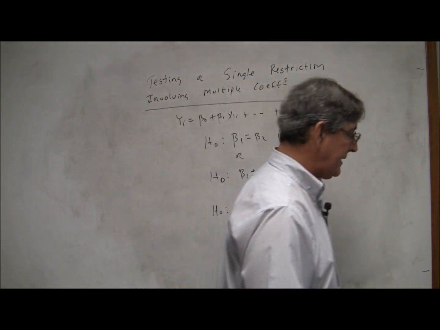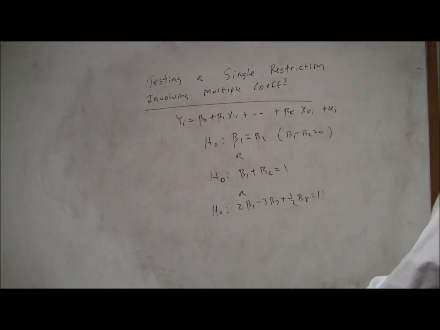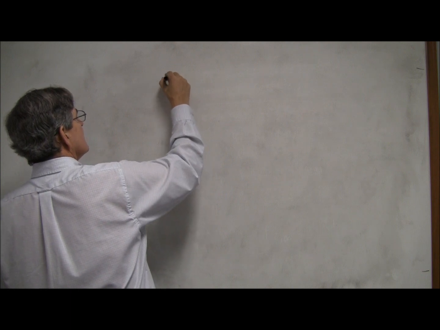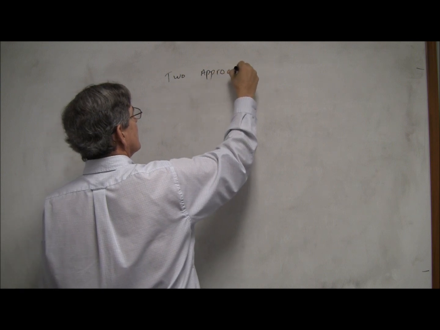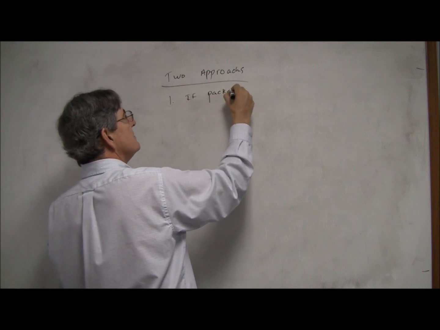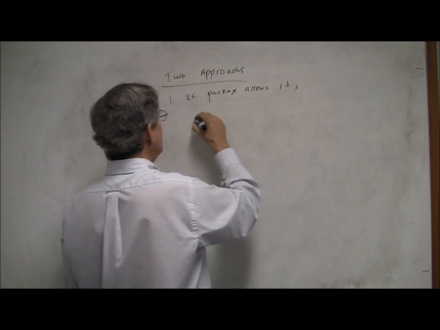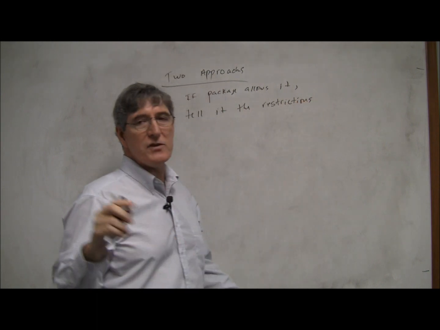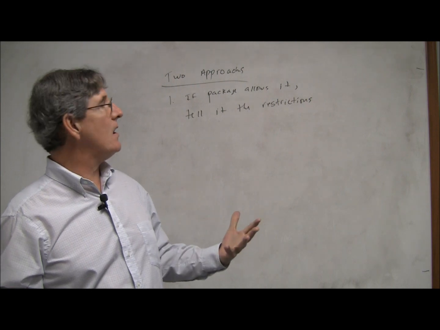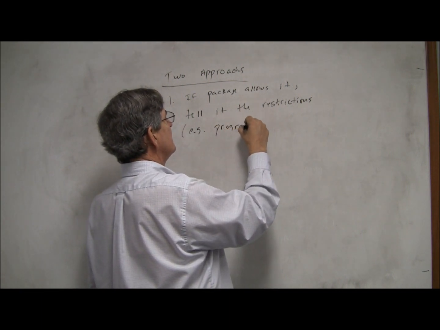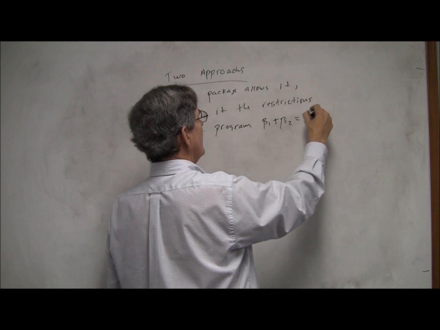And there's two approaches to this depending upon what you're willing to assume. One, and this should work, if the computer package allows, you just tell it the restrictions. So there's a way to input that equation like beta 1 plus beta 2 equals 1. You just tell it what the restriction is, e.g. program beta 1 plus beta 2 equals 1 as the restriction.